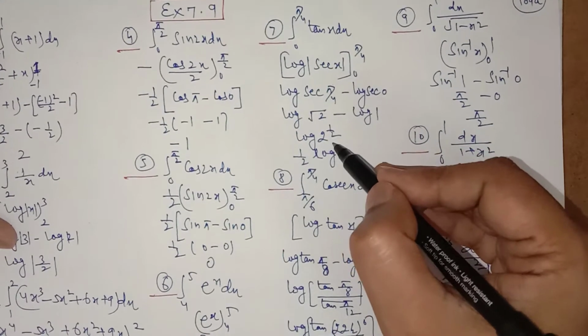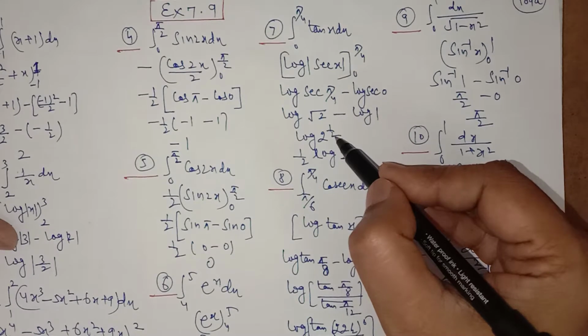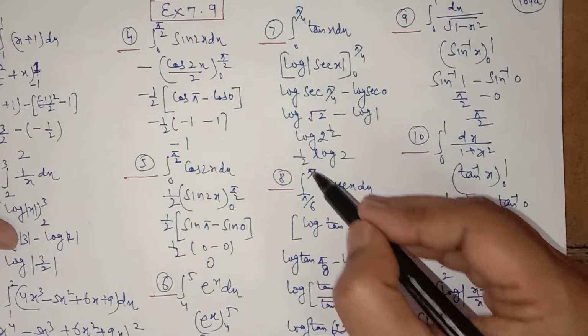For root 2 you can write 2 to the power half, and you know the property of log, that the power is multiplied with the log.